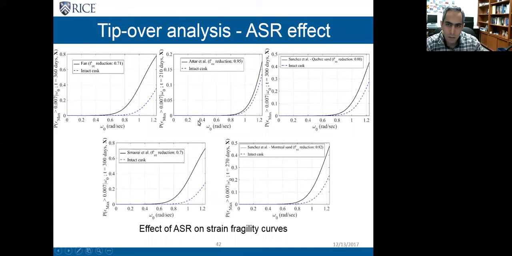And as we see, in all cases the probability of failure increases for the ASR affected casks. And in the cases where the reduction in the initial compressive strength was larger, larger increases are observed. For example, in the worst case, which is the bottom left figure, the reduction was about 30% in the compressive strength, and at the end of the test, the compressive strength was about 70% of its initial value. And as we see, we have the larger jump in the probability of failure.